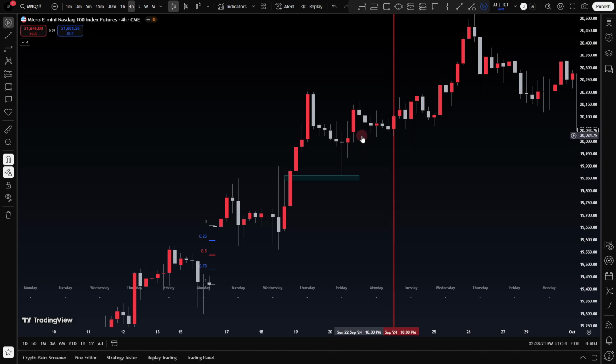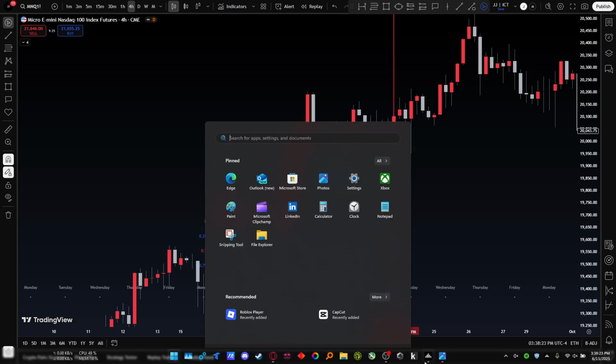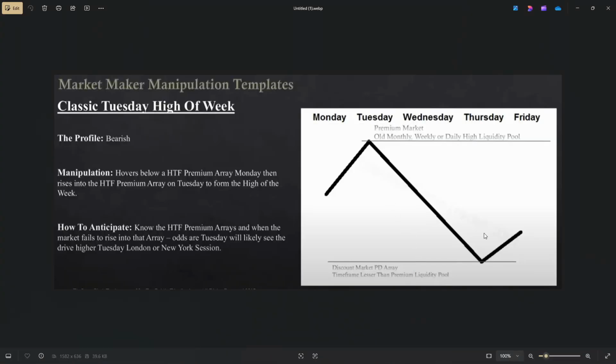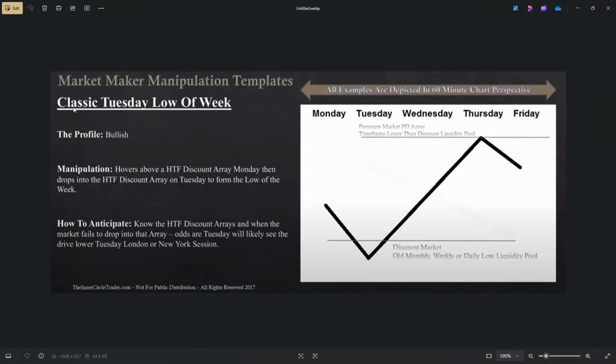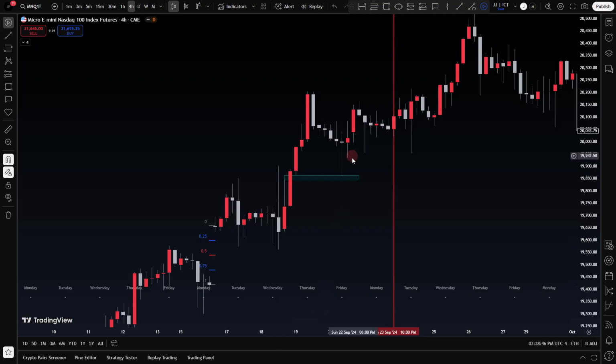But how? Well, let's check our manipulation templates. Let's check real quick. How is price going to go higher? Let's see. So let's go to our classic Tuesday low of the week. We can see Monday drop lower, Tuesday drop lower, Wednesday drop higher. I said Wednesday rally higher, and Thursday keep going higher, and then Friday retrace. But how are we going to expect this? This is just one. We have to go onto the hour and see what's really going on.